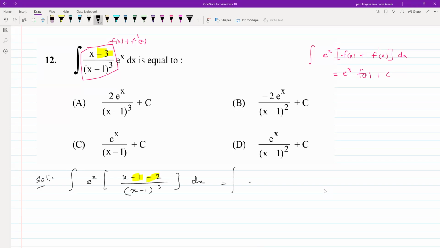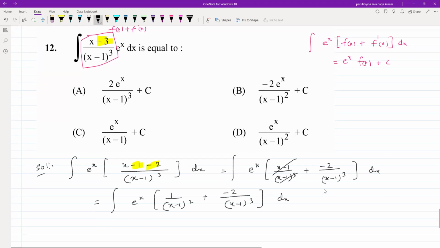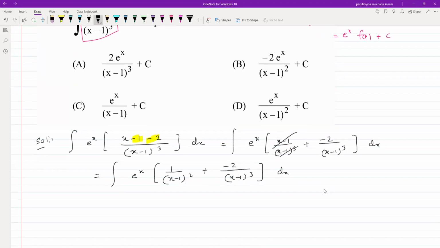So integral e power x of, now separate the denominator. That means x minus 1 by x minus 1 whole cube, and then plus minus 2 by x minus 1 whole cube dx. Now you can cancel these two terms. So integral e power x of 1 by x minus 1 whole square plus minus 2 by x minus 1 whole cube dx. Now you can see this is f of x and this is f dash x.